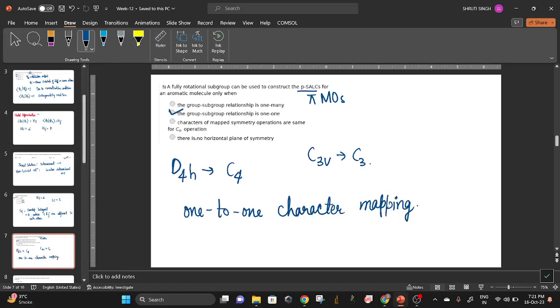Then only we can use it, so we can use the projection operator on the elements of C4, which will reflect the behavior when we take the full point group, which is D4h. So only when the group-subgroup relation is one to one can we use the rotational subgroup, a smaller point group, for a bigger molecule.